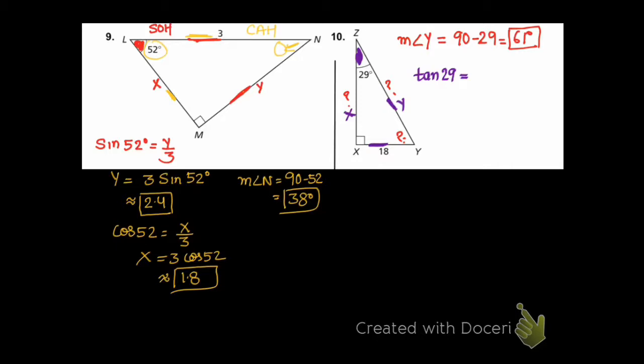Opposite over adjacent. So for this we are going to take 18 over x, and then you just cross multiply. X is what? 18 over tangent of 29, and when you plug it in your calculator, your answer is going to be roughly equal to 32.5. That's your answer.